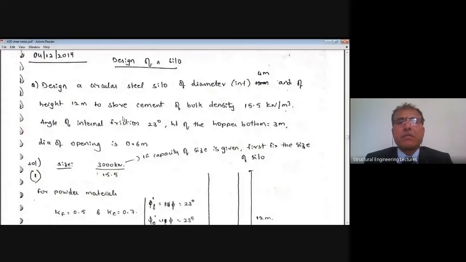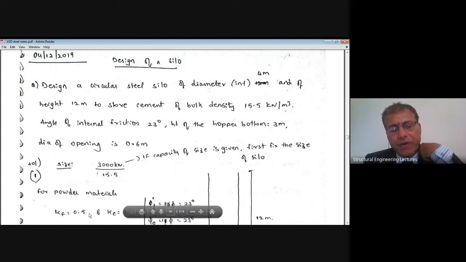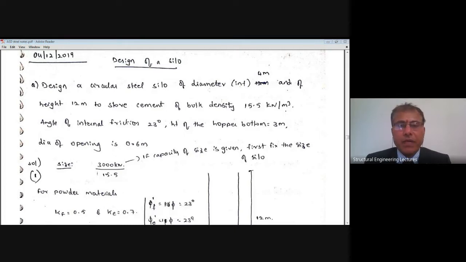Now let's see a numerical example. The problem is: design a circular steel silo of internal diameter 4 meters and height 12 meters to store cement of bulk density 15.5 kilonewton per meter cube. Angle of internal friction 23 degrees, height of hopper bottom 3 meters, and diameter of opening is 0.6 meter. That is how the data is given. Now we need to design, starting from fundamentals using the IS code and specifications.